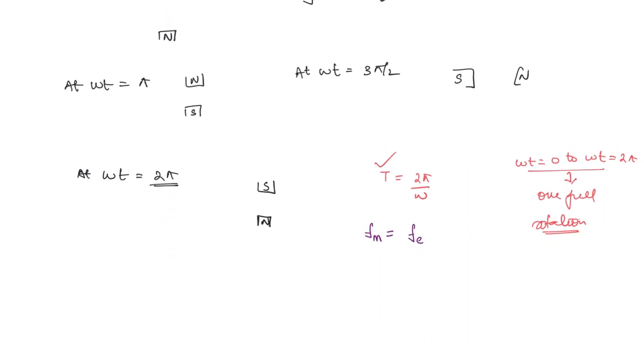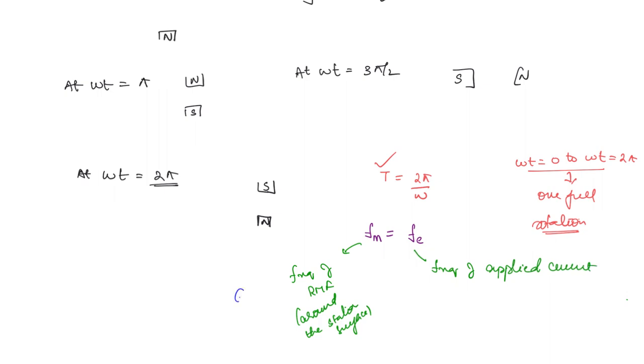So you can write here: frequency of the rotating magnetic field, that is around the stator surface, and this is the frequency of applied current. So this then becomes the mechanical frequency and this is the electrical frequency. That is why we are using the subscript m and e here. So this is in hertz, right?